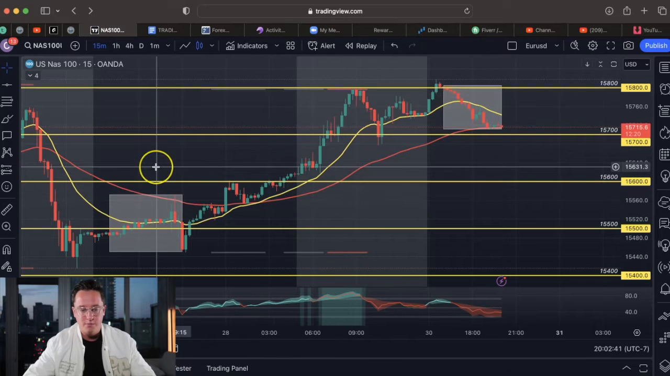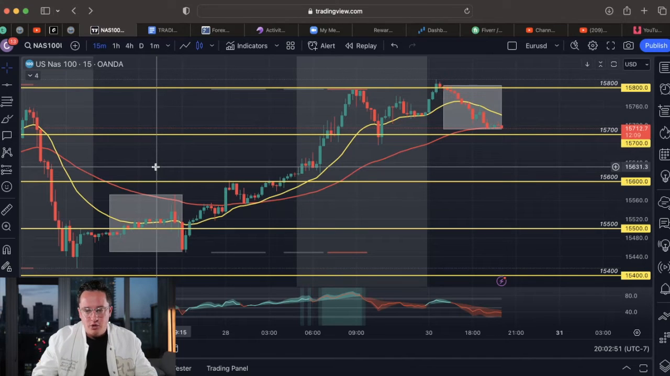I don't go below the minute 15 because it gets a little erratic on those lower time frames like the minute 5 and the minute 1. Just my personal opinion.